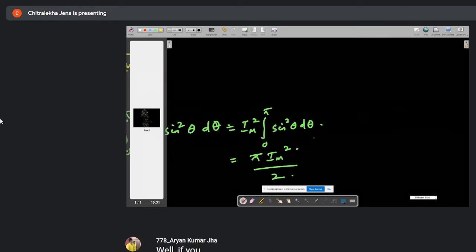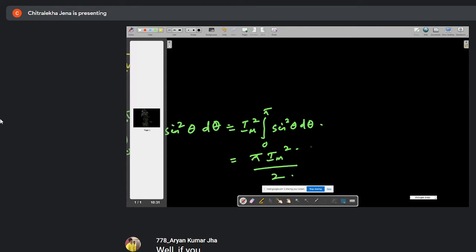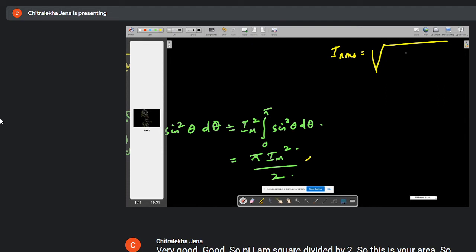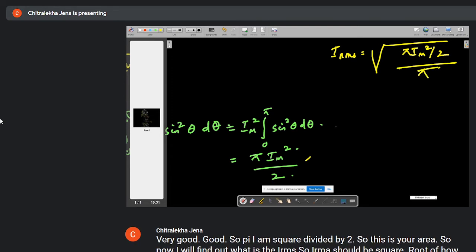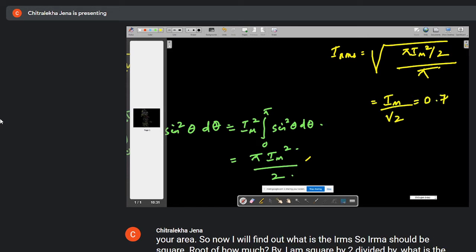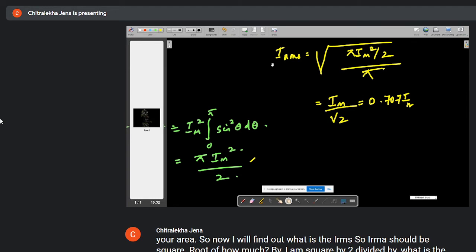Good. So pi Im square divided by 2. So this is your area. Now I will find out what is the IRMS. So IRMS will be square root of how much? Pi Im square by 2 divided by what is the base? Base is your half cycle, pi. So this will be equal to Im divided by root 2. This will be 0.707 into Im. Got it, all of you?